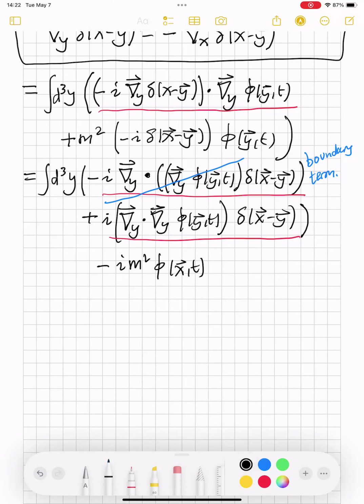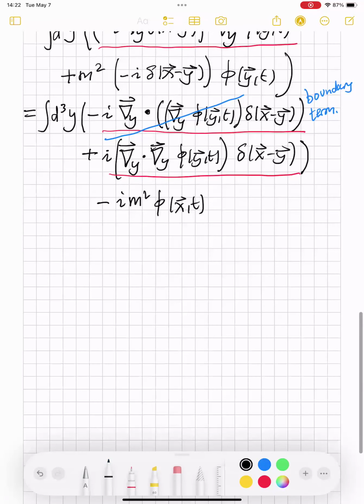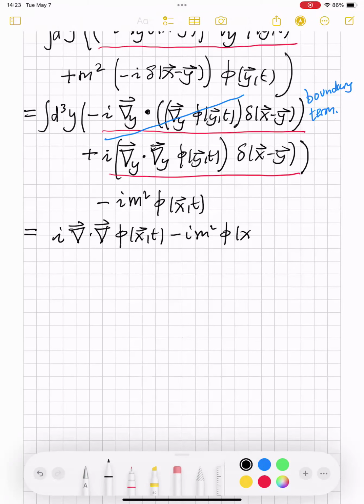Good. Now, look at the term that we've got left. Well, that one's pretty easy to evaluate because there's just a delta function. What will the delta function do? It'll set y equal to x. So we'll end up getting i with the Laplacian. In fact, I don't even need to indicate what we're differentiating with respect to. There's no ambiguity anymore. This is on phi of x and t. And then we've got minus i m squared phi of x comma t.